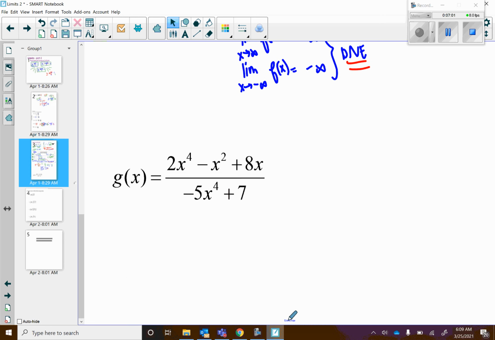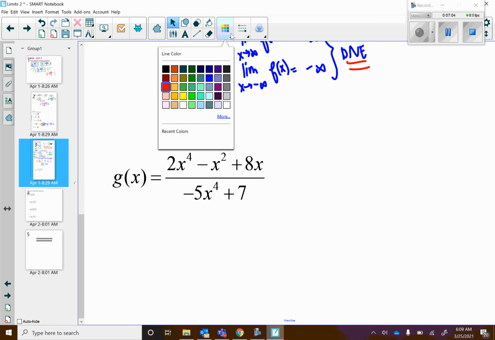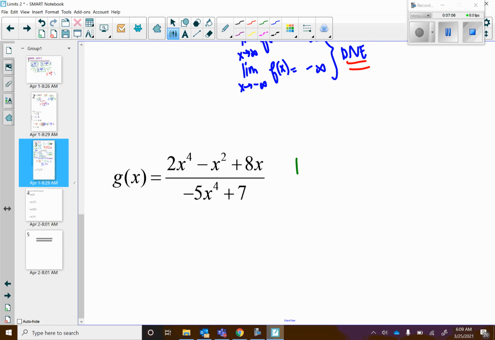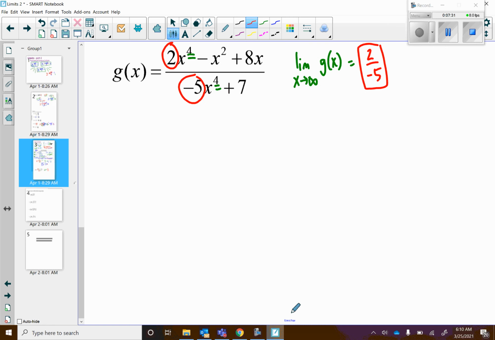Let's start with this one right here. The limit as x approaches infinity of this function g of x. Well, I notice they have the same degree, and so I'm fairly certain I'm just going to take the leading coefficient of the top divided by the leading coefficient of my denominator, and I'm done. But let me show you one way that we could also think about this. I mean, that's the answer, but just to see it in a different way.